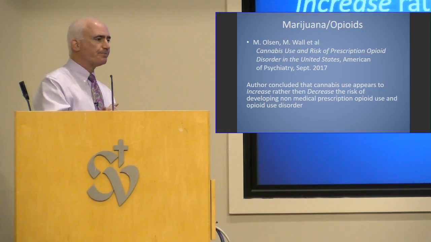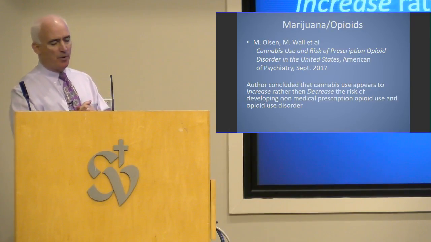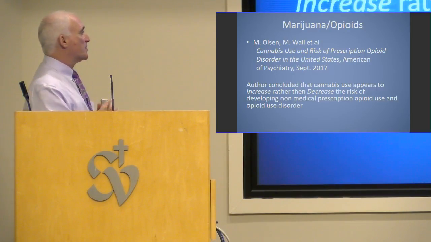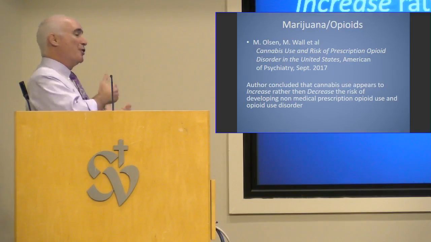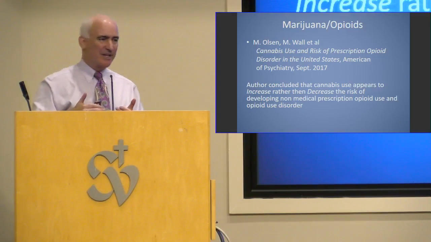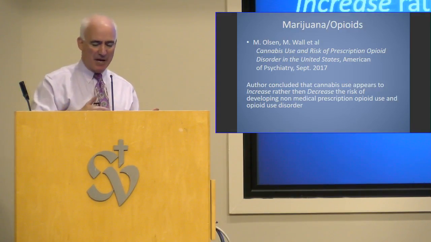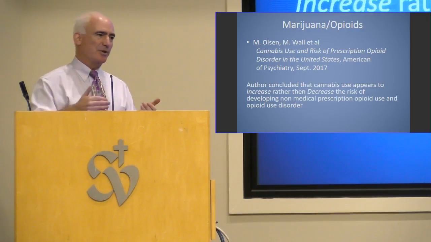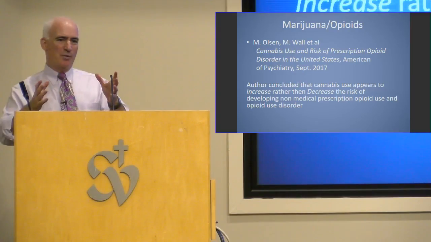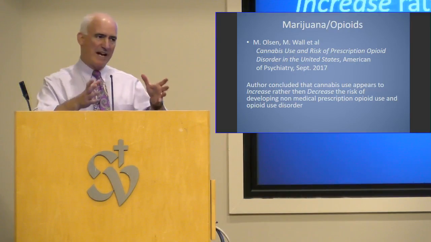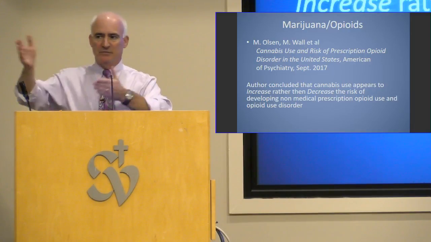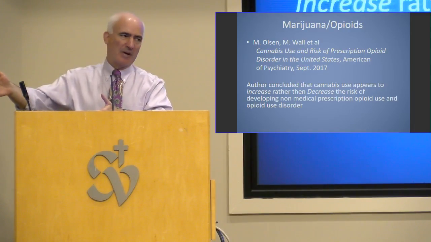Let's look at Olson. Cannabis use and risk of prescription opioid disorders in the US, from September of 2017. The authors concluded that cannabis use appears to increase, and here we have our juxtaposition again, rather than decrease the risk of developing non-medical prescription opioid use and opioid use disorders. So we're kind of all over the board here. There's no set literature that says, right now, we know that if someone's on medical marijuana, they're going to be going out and getting street drugs too.